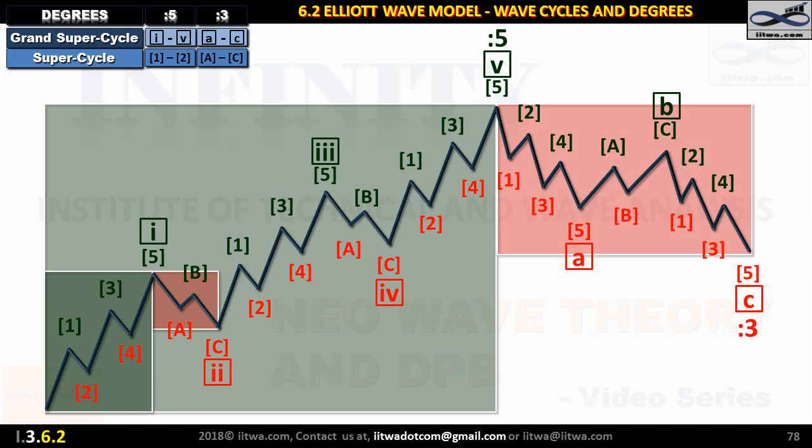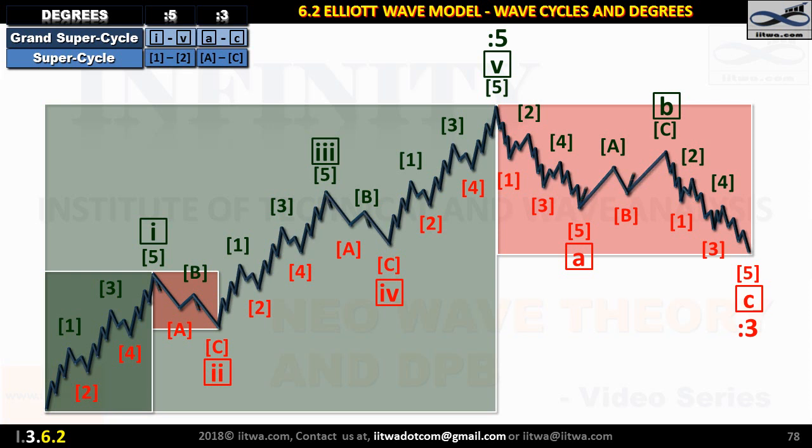Supercycle degree waves also repeat a similar design to what is present at the higher degree. That is, waves 1, 3, and 5 will have 5 wave patterns of impulsive category, and wave 2 and wave 4 will have a 3 wave pattern of corrective category. On the corrective side, wave A and wave C will divide into a 5 wave impulsive pattern, and wave B will divide into a 3 wave corrective pattern.